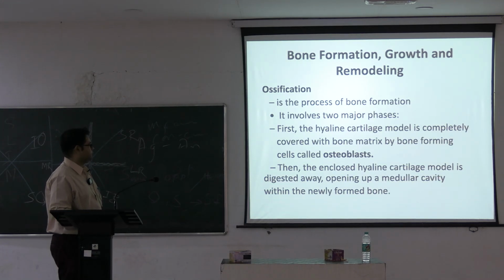Ossification is the process of bone formation. It has two major phases. The first phase is where the hyaline cartilage model is covered by bone matrix. Then the enclosed hyaline cartilage is completely digested away and forms new bone.